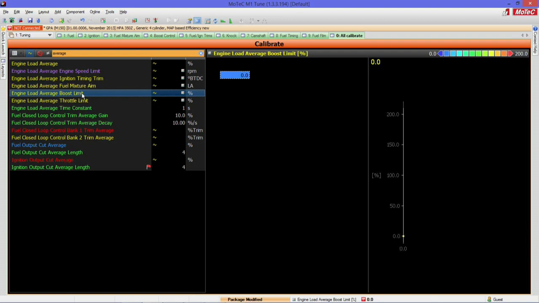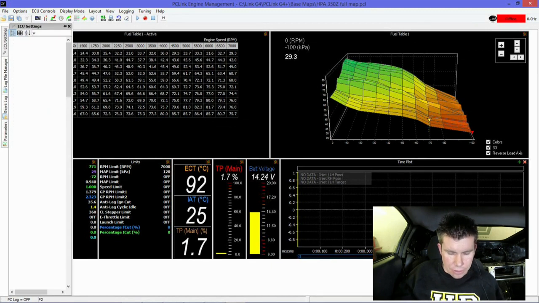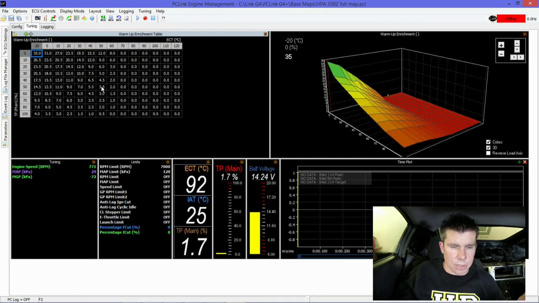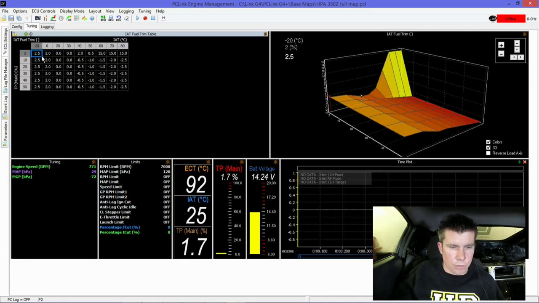At the same time, we can also do the same thing if we've got a turbocharged engine. We can adjust our boost based on that engine average load. So there's some cool and really sophisticated safety features that we can operate using the average load function, which is really just a slightly more sophisticated twist on Haltech's full throttle timer. Let's have a quick look as well while we're at it at the Link G4 Plus software. And for the most part, the ECU offers all of the same parameters, such as a warm-up enrichment table, and an IAT fuel trim table.